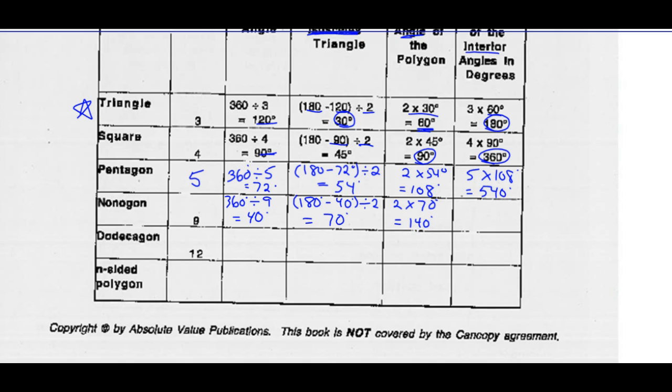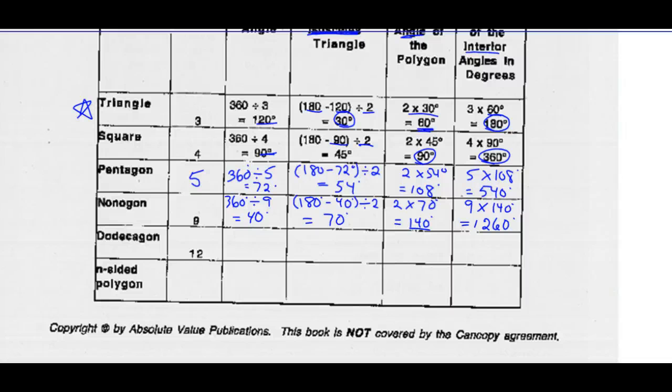And the sum of all the interior angles in a 9-sided figure would be 9 times 140. We've got 9 interior angles. The measure of each interior angle is 140. 9 times 140 is 1,260 degrees.